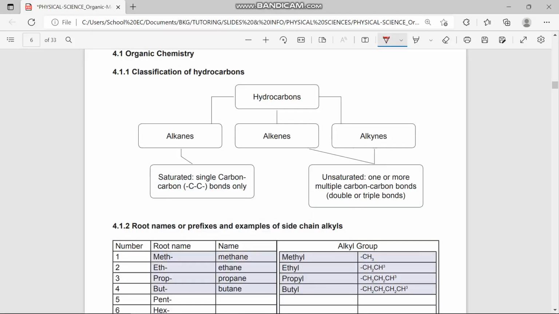So today we're going to be talking and discussing organic chemistry. We have to first give a definition of what organic chemistry is. At least, guys, by this time, you must know what organic chemistry is.